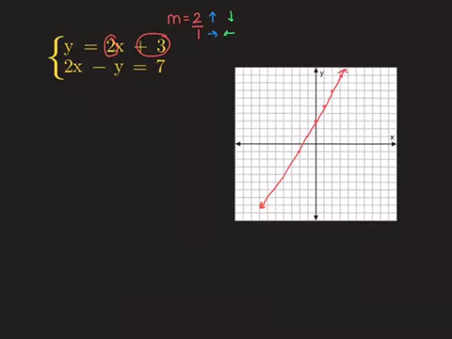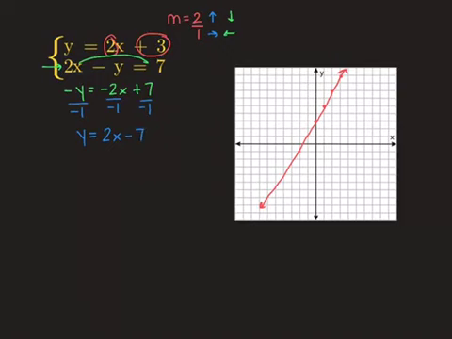Now my second equation is not in slope-intercept form, so I'm going to start by solving for y, which means I'm going to move the 2x over. So negative y is equal to negative 2x plus 7. And then again, I want to solve for positive y, so I'm going to divide everything by negative 1. So that gives me y equals 2x minus 7.